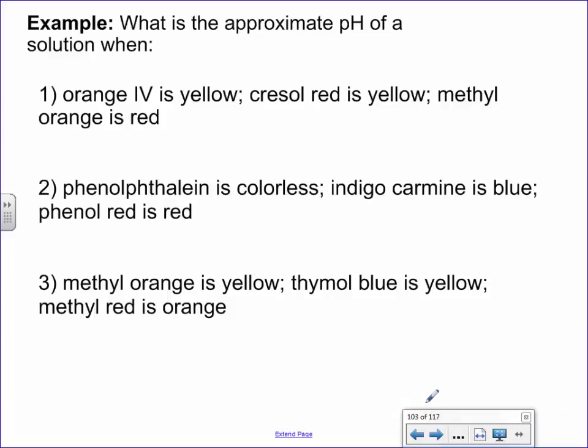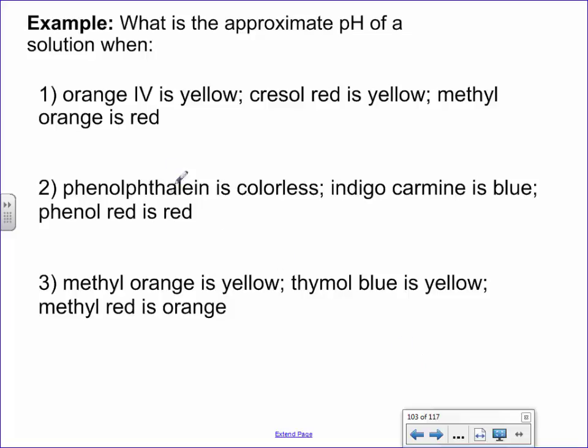Let's say that I gave you a solution. And what you did is you put a drop of indicator in 3 different times. I told you that orange 4 was yellow, cresol red was yellow, and methyl orange is red. Let me walk you through how you might be able to solve this.